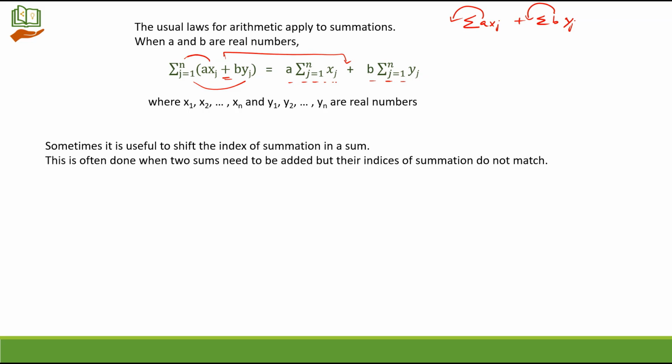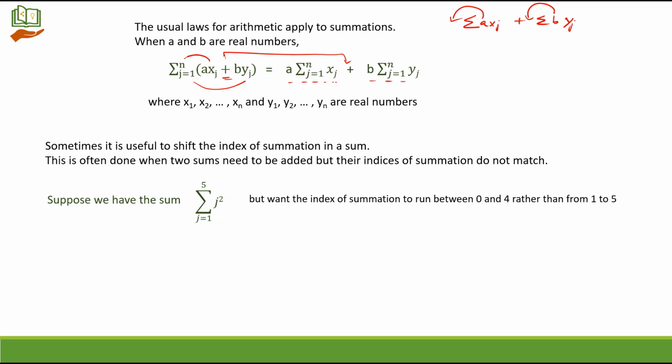Sometimes it is useful to shift the index of summation in a sum. This is often done when two sums need to be added but their indices of summation do not match. Let's have a sum, the summation of j equals 1 to 5 of j squared, but we want the index of summation to run between 0 and 4 rather than from 1 to 5. So here the limits are given as j equals 1 to 5. Sometimes when you want to compute in this kind of case, if one is going from 1 to 5 and the other summation is running from 0 to 4, at that time we need to adjust. In those situations, how can you handle such a problem?